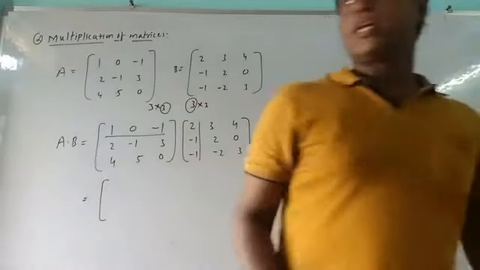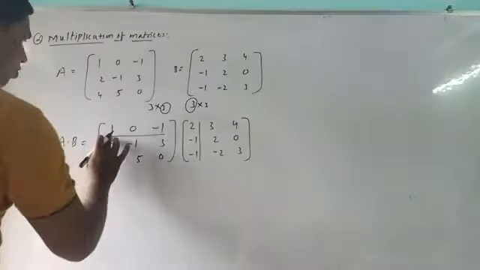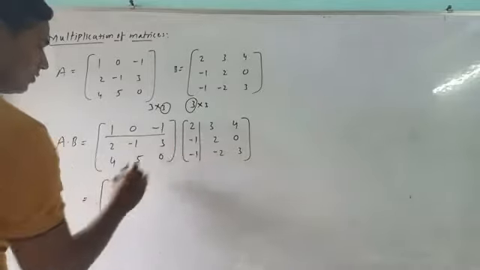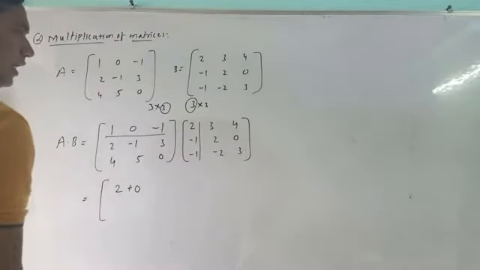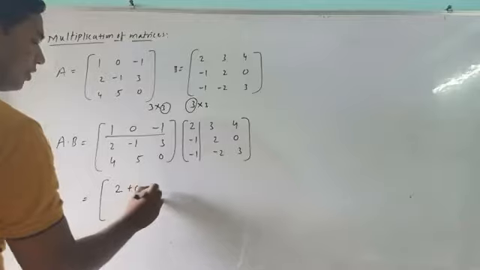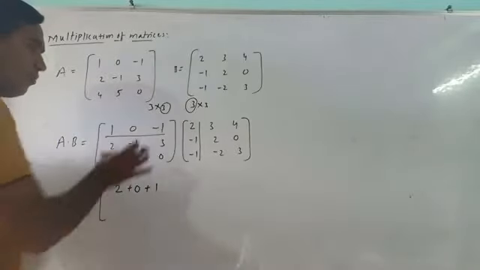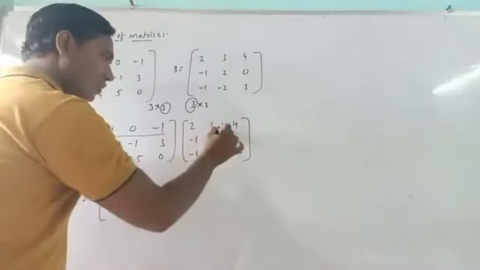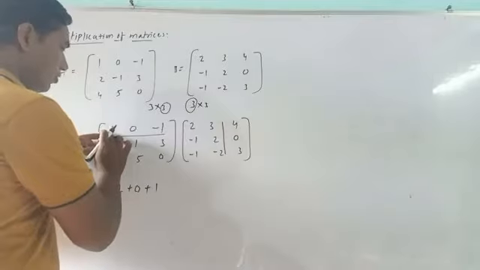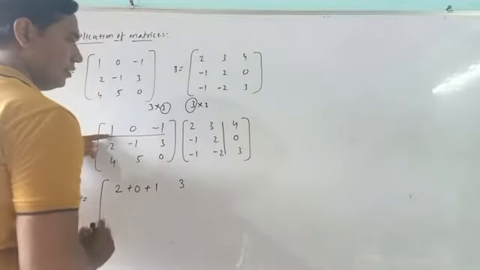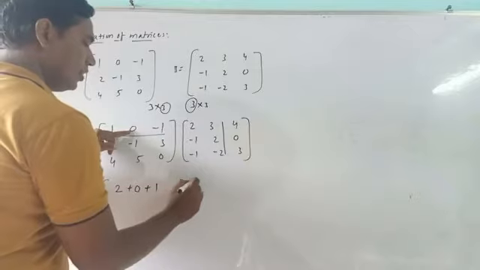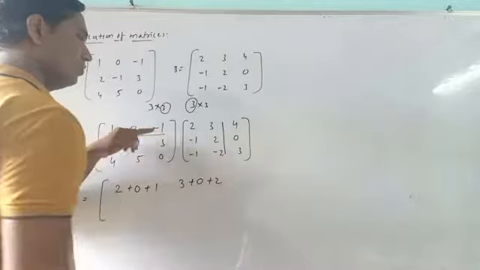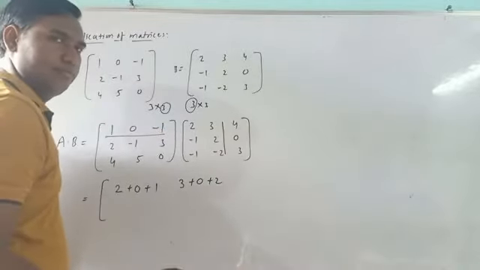Now, what are the steps here? 1 into 2, 2. 0 into -1, you get 0. And then -1 multiplied with -1, you get +1. This completes first row, first column. Now, first row, second column. 1 into 3, you get 3. Second with the second, 0 into 2, 0. And now third into third, -1 into -1 is +1. Okay, it's completed.